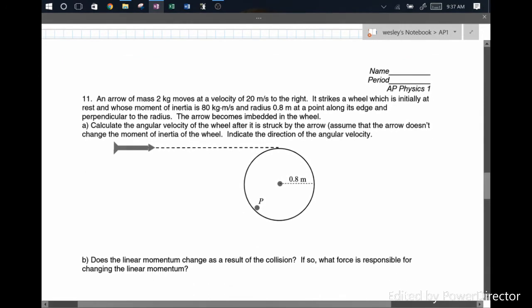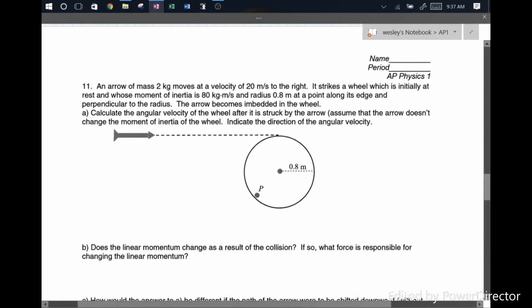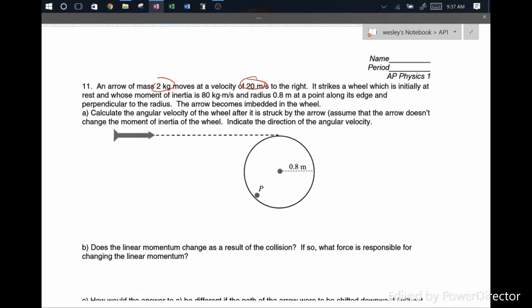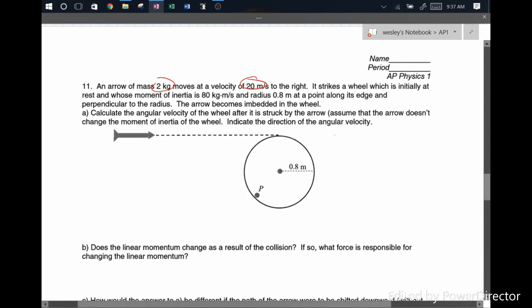So let's take that and use it. We're going to take an arrow, 2 kilograms moving at 20 meters per second. We're going to fire it at a wheel, and it's going to hit that wheel on its edge. So, because we are free to spin, we're using the idea that the initial angular momentum is equal to the final angular momentum. The initial angular momentum is mva, because this is the only thing moving. The wheel is not moving to begin with, so it doesn't have any initial angular velocity.